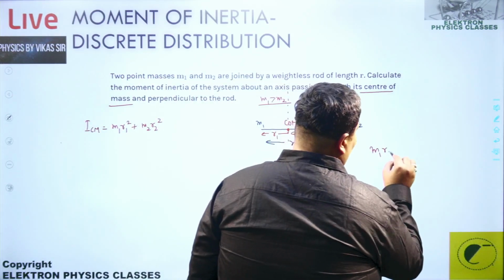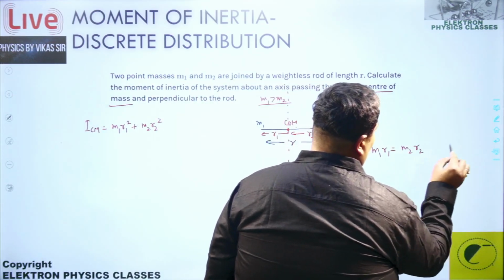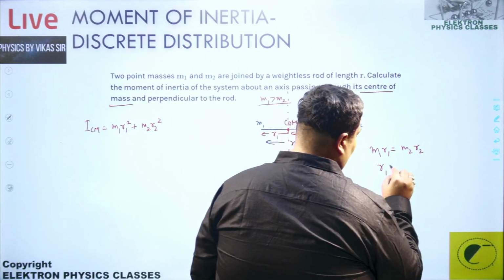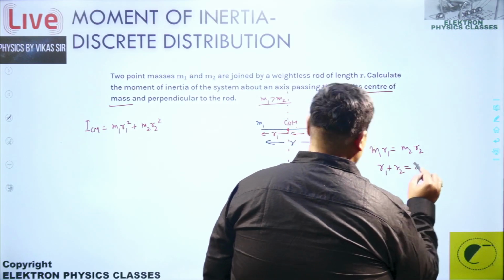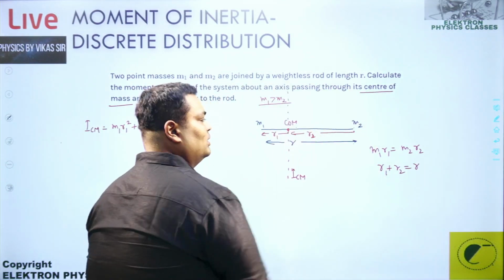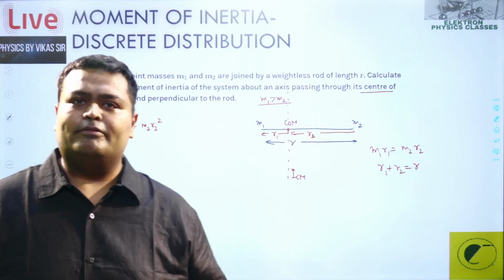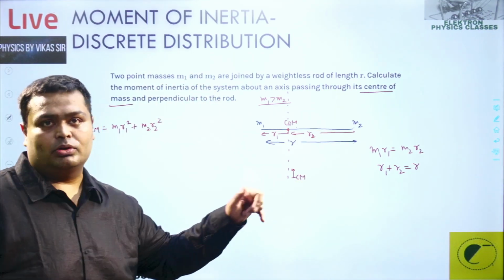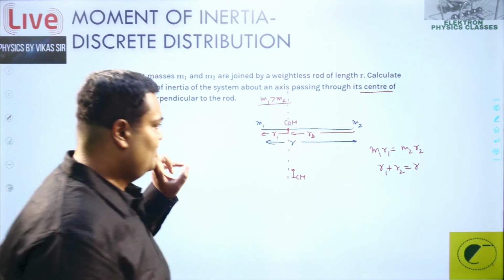That is m1 r1 is equal to m2 r2. That's it. And further, r1 plus r2 is supposed to be equal to r. This one plus this one is equal to r. And center of mass phenomena, m1 r1 is equal to m2 r2. Those who don't know that need to watch the previous lectures of center of mass.